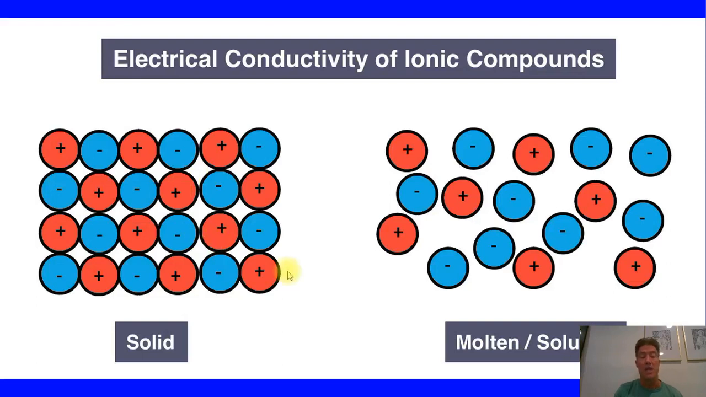So here it is representationally. When they're in their lattice network, in their solid form, the pluses and the minuses are locked together. Only when they are in solution or melted, so if you have molten salt, very hot, then it can conduct electricity. Or if you dissolve salt in water, then it will conduct electricity. But solid salt in the crystalline compound won't.